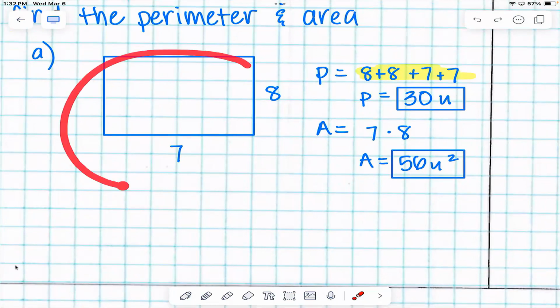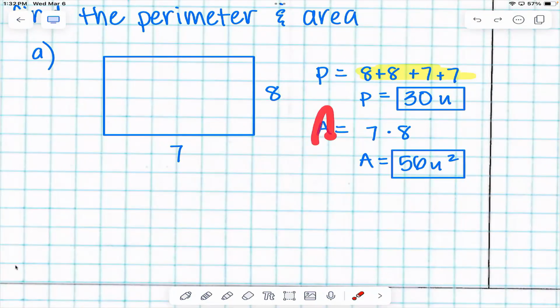What's the base of this shape? 7. So we said area equals, the base is 7, right? Yeah. What's the height? 8. So base times height. Plug in the 7, plug in the 8, solve. There's no label. So what is our label? Unit square. Sweet.